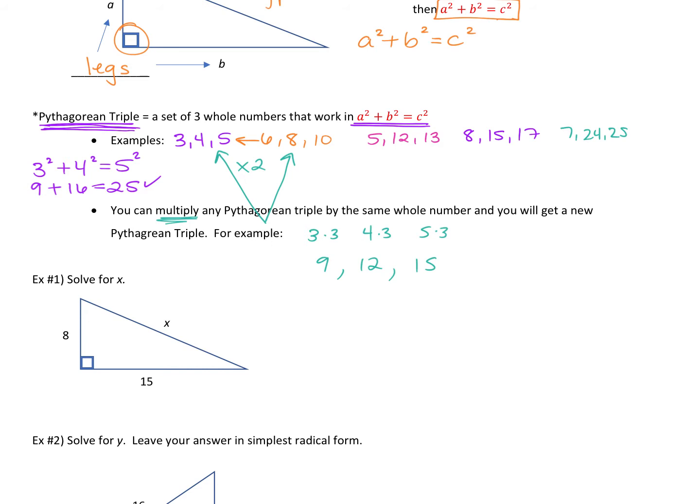If I multiplied them by 1,000, 3,000, 4,000, 5,000 is a Pythagorean triple. So you can multiply all the numbers by the same number for any of these. Multiply any of them by the same number, you'll get a new Pythagorean triple. Kind of cool, right?